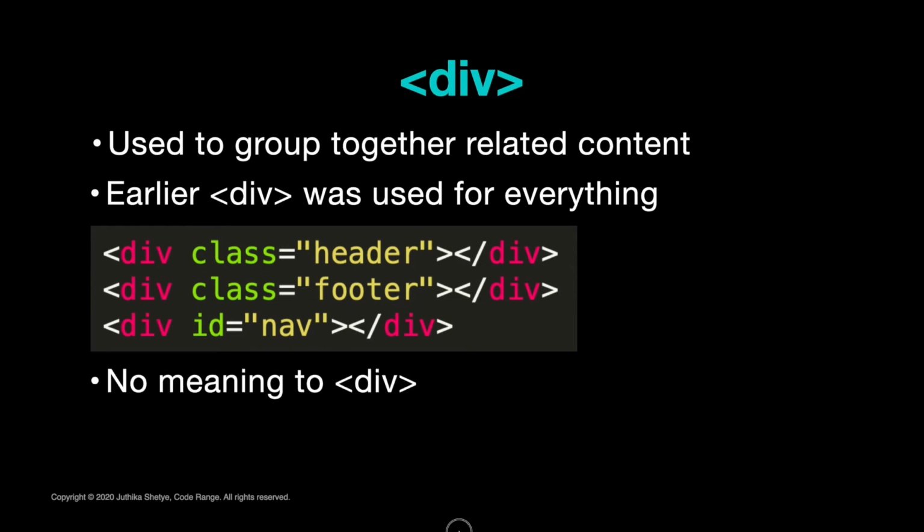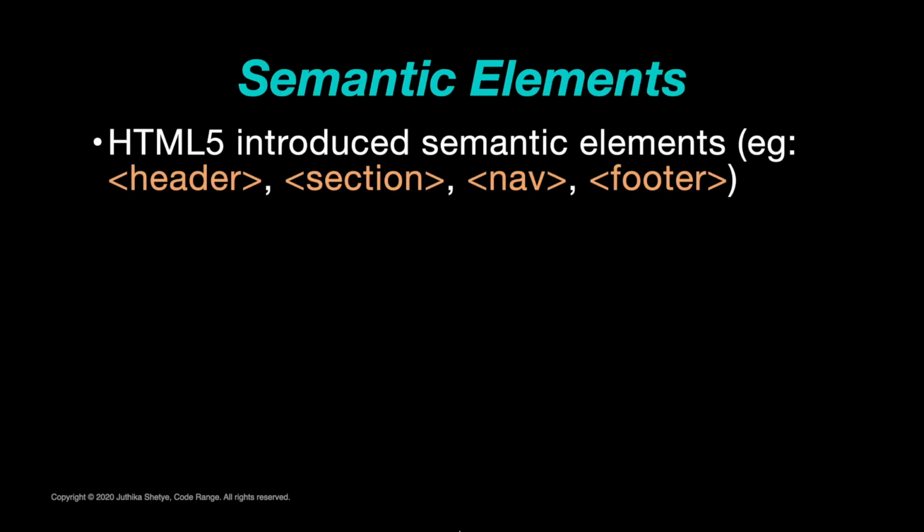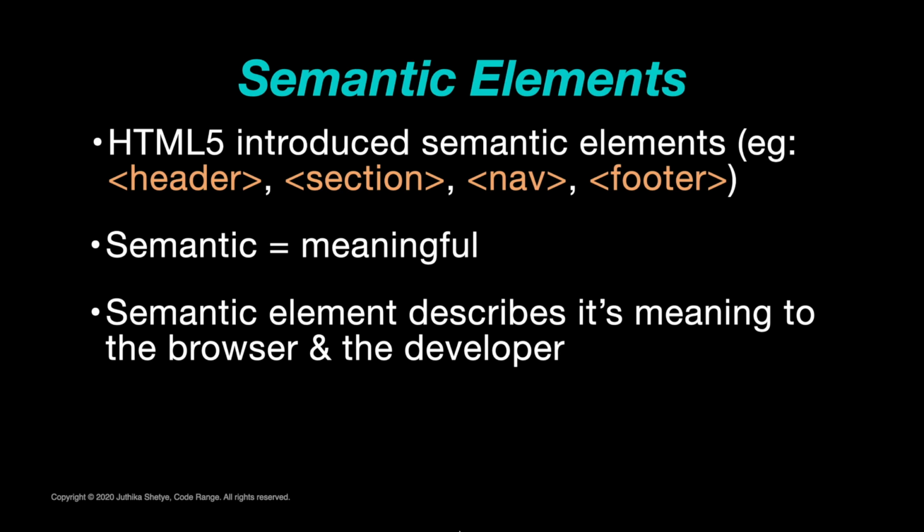But the problem with divs is that there's really no meaning behind it. If you put a lot of them in your page, then you're not giving your users any extra information to let them know that this is a footer or a header or something along those lines. So, as I mentioned in my previous videos, HTML5 solved this problem by introducing a lot of semantic elements. Semantic elements means elements with a meaning. A semantic element clearly describes its meaning to both the browser and the developer.